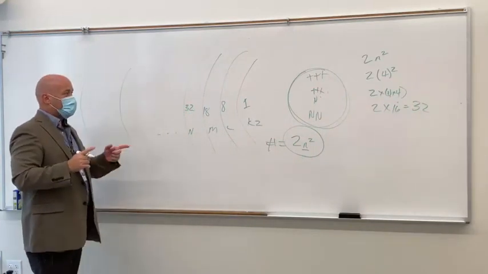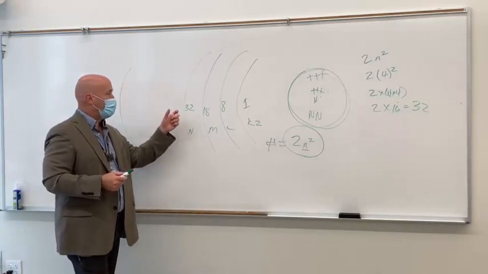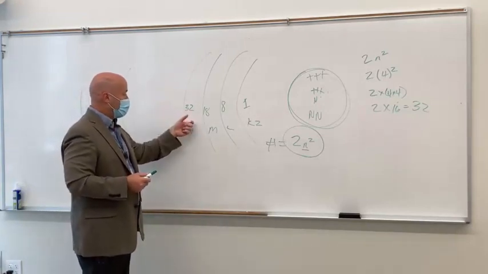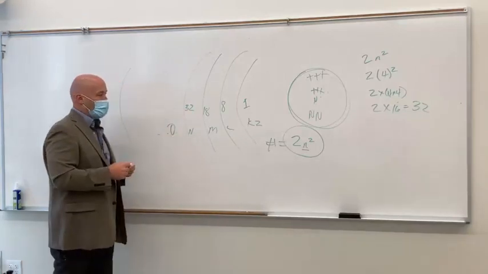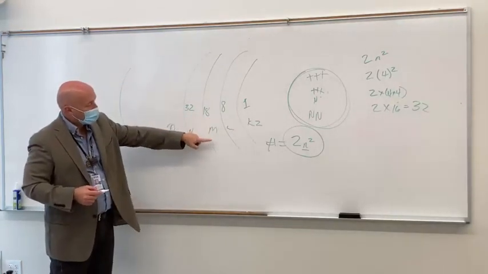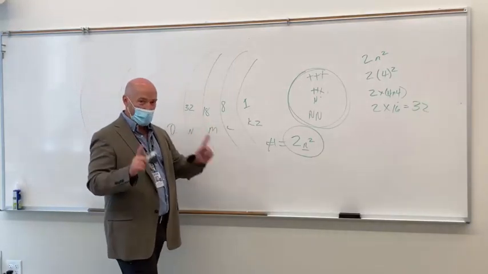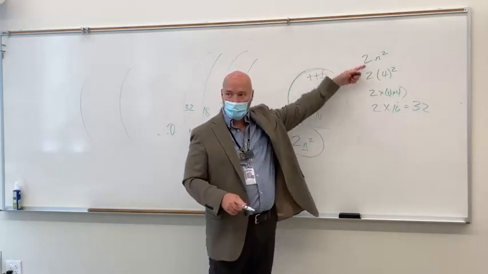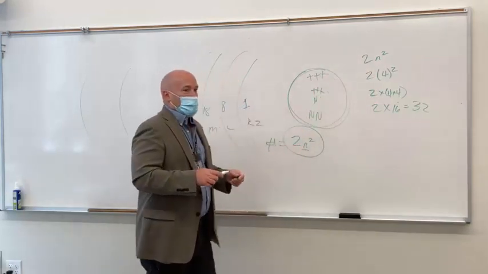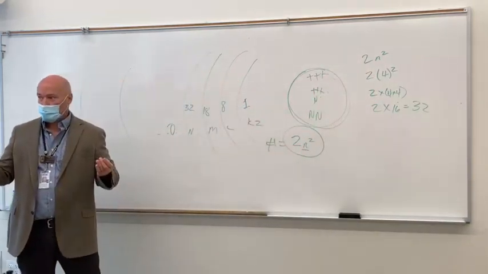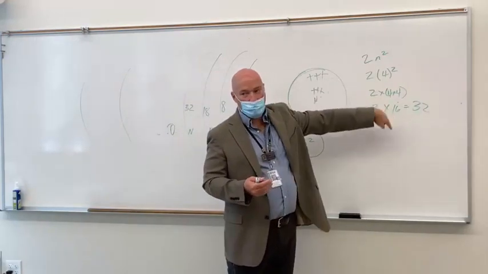But again, it does not necessarily mean that you're going to have 32 in the N shell before you start adding on to the O shell. Okay? You're not necessarily going to have 18 in the M shell before you move to the N shell. This is the maximum number that you can have theoretically in any shell, 2n squared. Okay? So you see the difference between those two things, right? You can have that many, doesn't mean you're going to have that many.